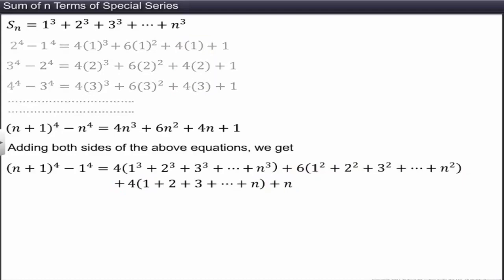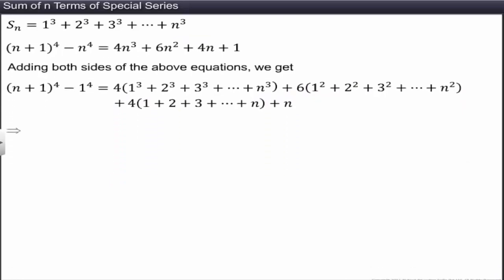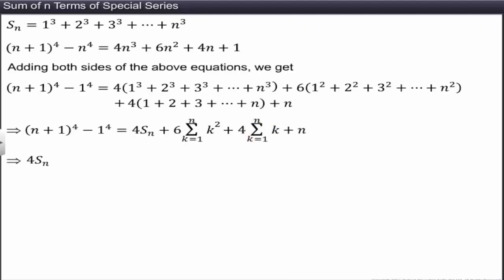Now, the sum of the cubes of the first n natural numbers is Sn, and the sum of the squares of the first n natural numbers can be written as summation of k square, k running from 1 to n. Similarly, the sum of the first n natural numbers can be written as summation of k, k running from 1 to n. It implies that 4 into Sn is equal to n plus 1 whole raised to the power of 4 minus 1 raised to the power of 4 minus 6 into summation of k square minus 4 into summation of k minus n.